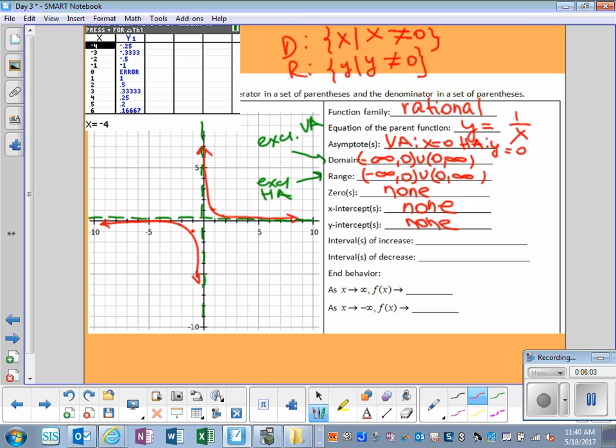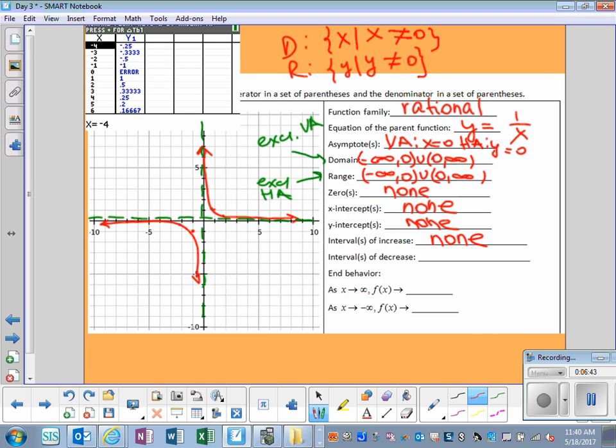Okay, where is my function increasing? As I move from the left to the right, do I ever go up? No, I always go down. So my function increases nowhere, none. What about decreasing? Yes, my function always decreases, right? As I move from left to right, I always go down, even though it looks like I'm going just straight to the right, I actually do move down. It's just the change is so small that you cannot see it with the naked eye here.